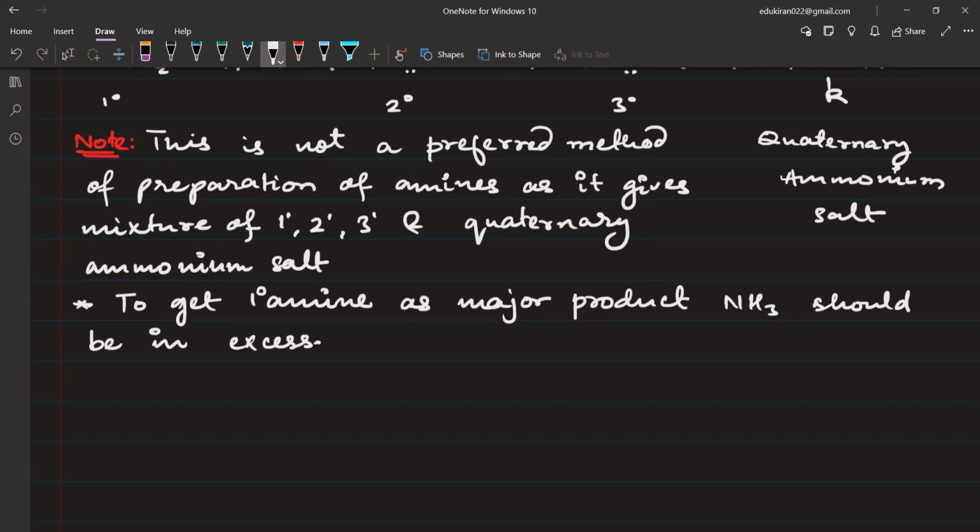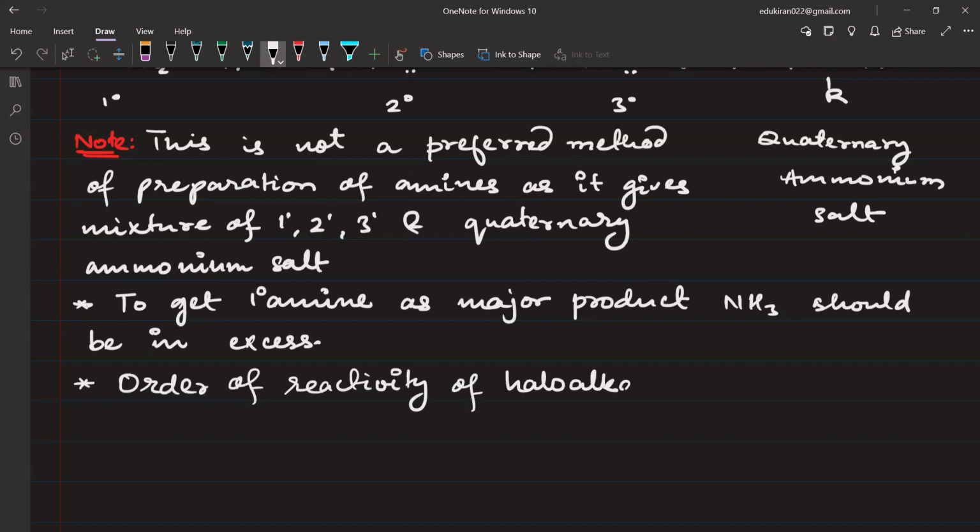Right, next, order of reactivity of haloalkane. Now in this, alkyl iodide will be the most reactive, followed by alkyl bromide, followed by alkyl chloride, and that's it. Alkyl fluoride, they don't show any reaction. Okay, so please write this down.